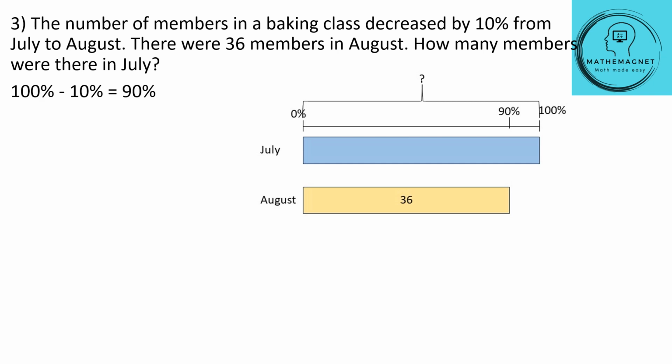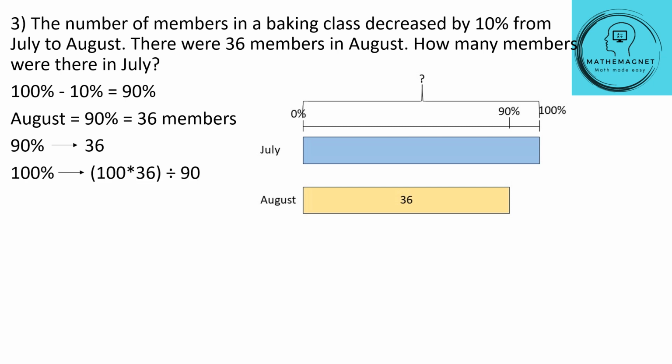Over here 100 minus 10 is 90%. So 90% is 36 members. 100% will be 100 into 36 divided by 90, which is equal to 40. So there were 40 members in July.